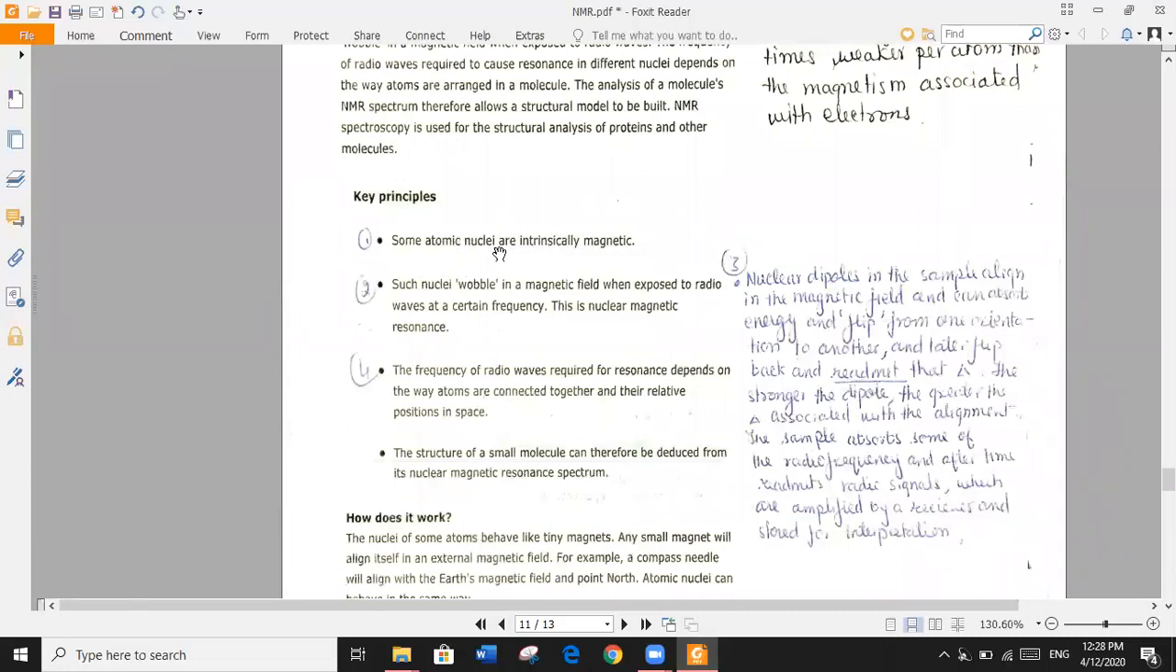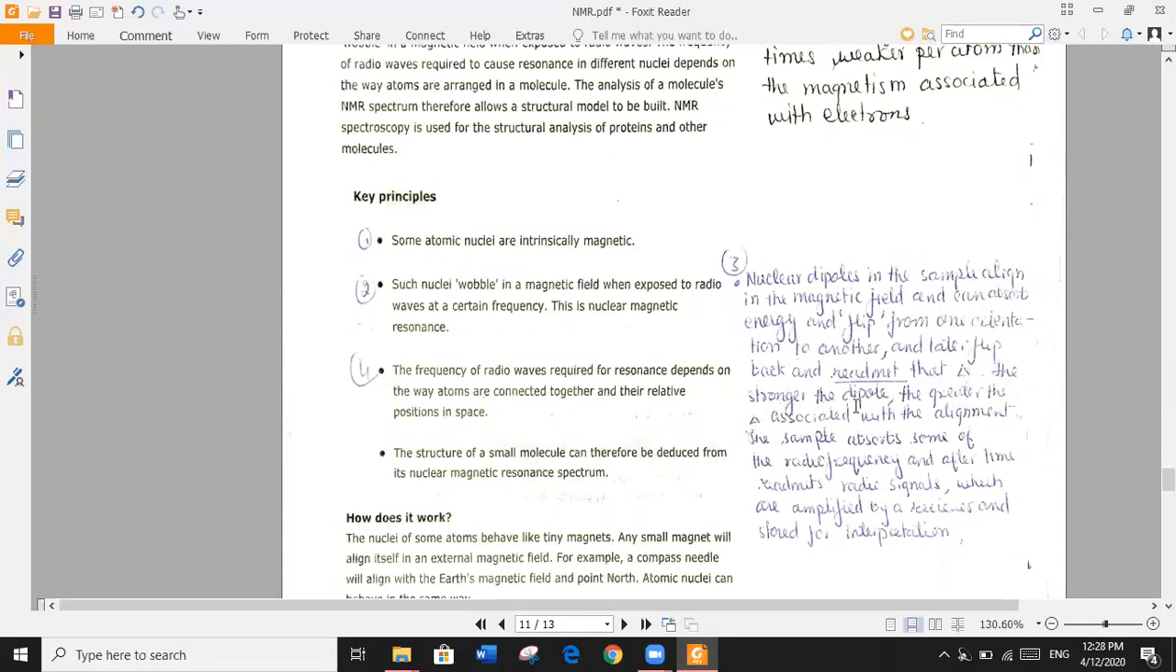Key principles: some atomic nuclei are intrinsically magnetic. Such nuclei wobble in a magnetic field when exposed to radio waves at a certain frequency. This is nuclear magnetic resonance. Nuclear dipoles in the sample align in the magnetic field and can absorb energy and flip from one orientation to another, and later flip back and re-emit that energy.